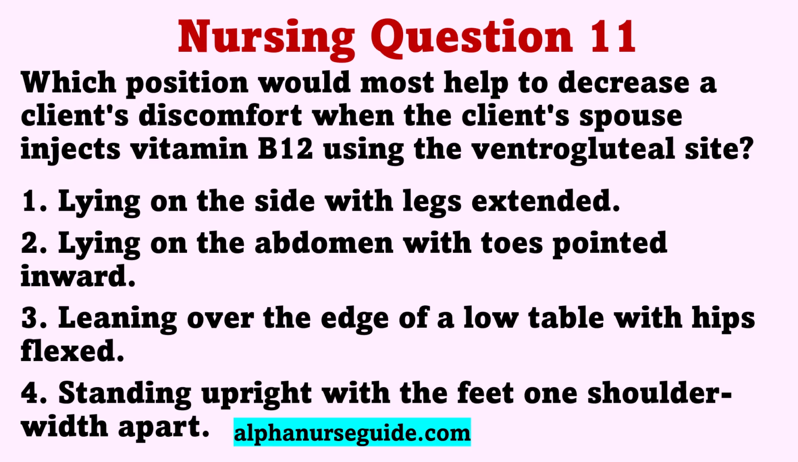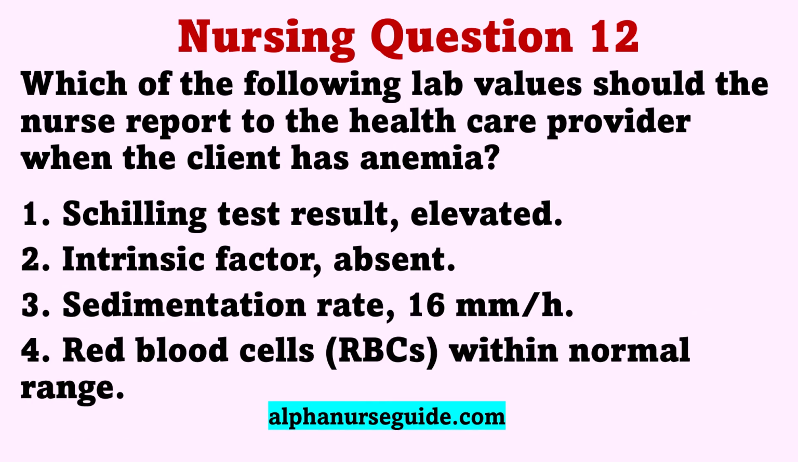Which of the following lab values should the nurse report to the healthcare provider when the client has anemia? 1. Schilling test result, elevated. 2. Intrinsic factor, absent. 3. Sedimentation rate, 16 millimeters per hour. 4. Red blood cells within normal range.